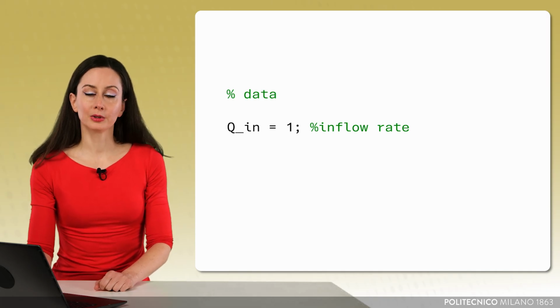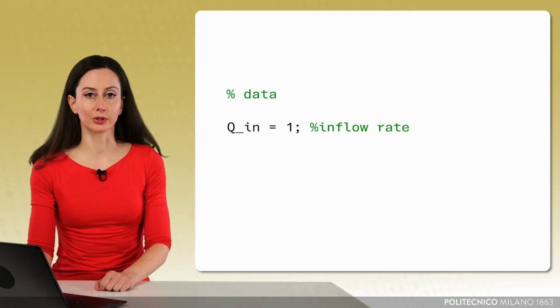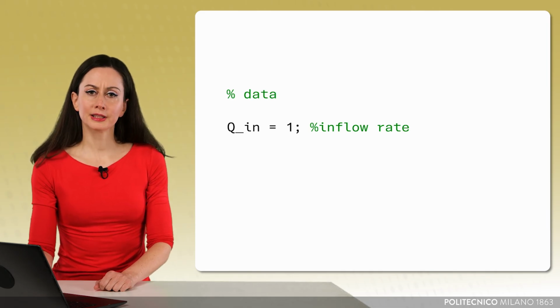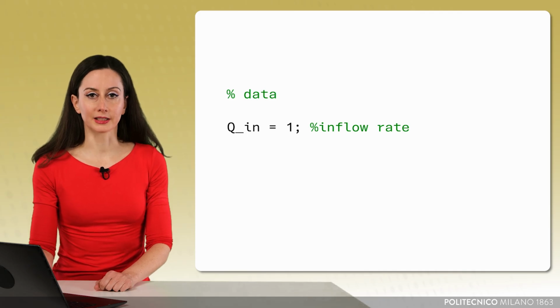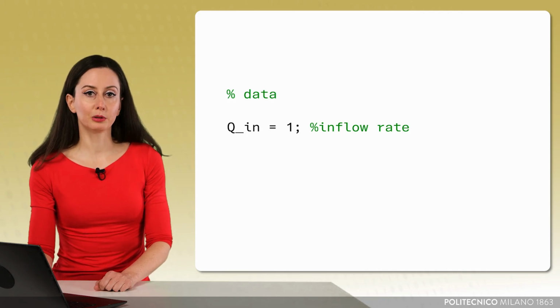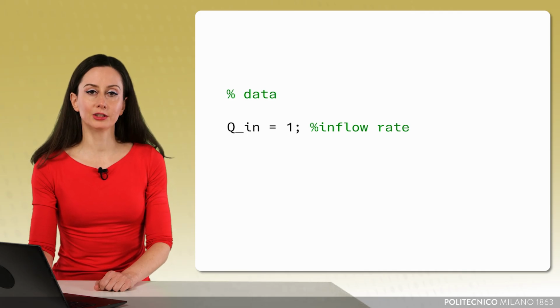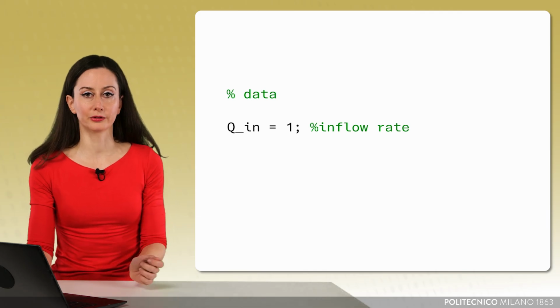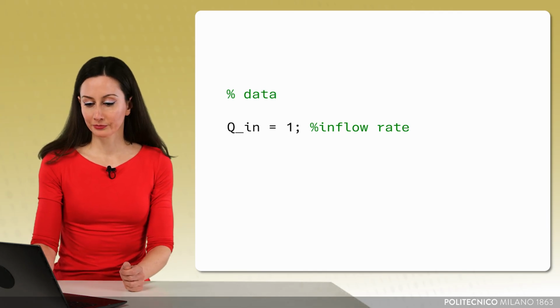Notice how in MATLAB it is not necessary to explicitly state that the inflow rate is a number, unlike what happens in other languages like C or C++. But what is the text in green? In MATLAB, what follows a % sign is switched off. It will be ignored by MATLAB, and it is just a message, a comment for us humans.